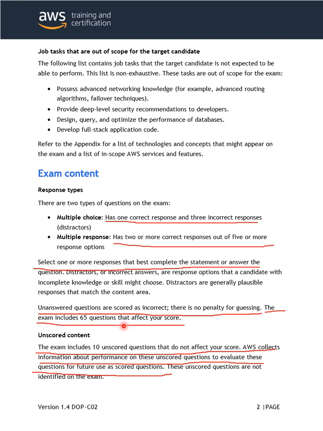There are 65 questions that affect your score. There is no penalty for guessing. This exam also includes 10 unscored questions that do not affect the score. AWS collects information about performance on these unscored questions to evaluate them for future use as scored questions. The unscored questions are not identified on the exam.